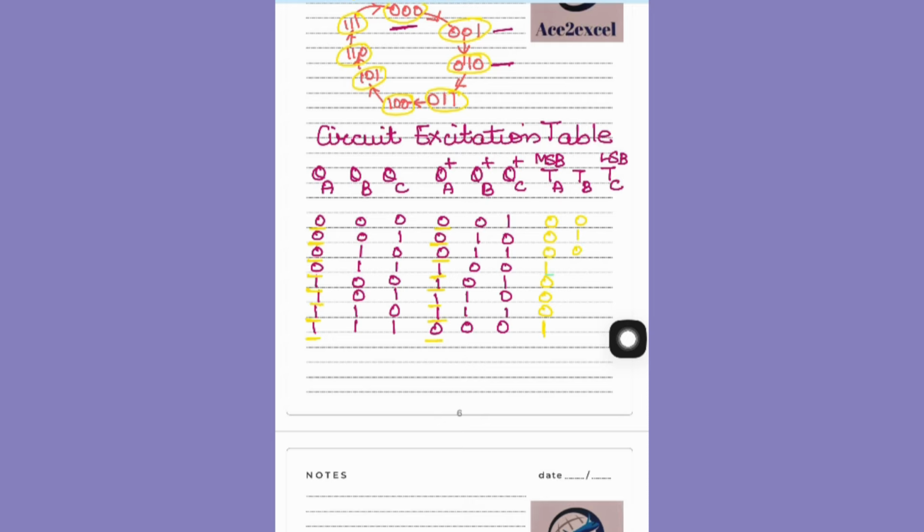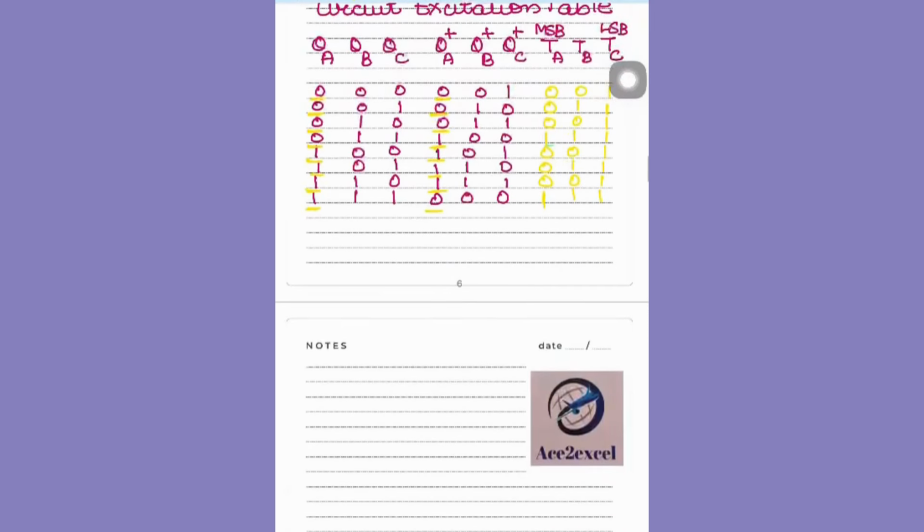And this is how TB appears. TC, which is the LSB bit, always changes. So we never map it for a synchronous counter, and TC's value will always be 1. Now, with the help of this, we will make a K-map. 3 different K-maps will be made, one for TA, another for TB, another for TC. So I'll quickly make the K-map for TA.